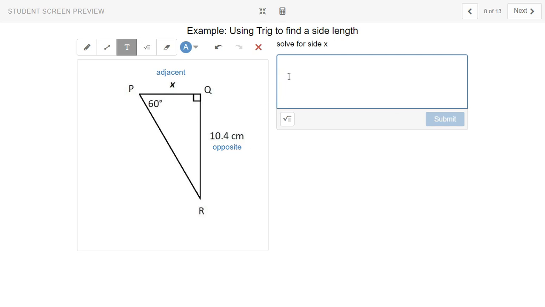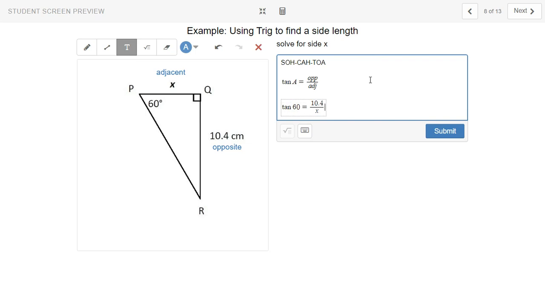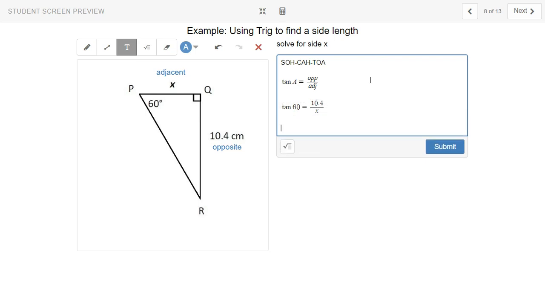So let's check our menu. We know that the menu has SOH, CAH, and TOA. The only trig ratio that involves both adjacent and opposite would be tangent. So we're going to use the equation tan A is equal to opposite over adjacent. Let's substitute the values in. So we have tan 60 is equal to 10.4 over x. Now we're going to cross multiply to solve.